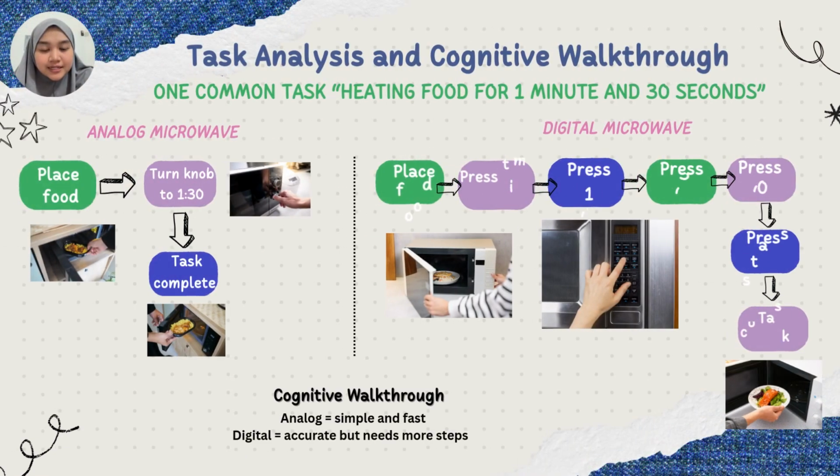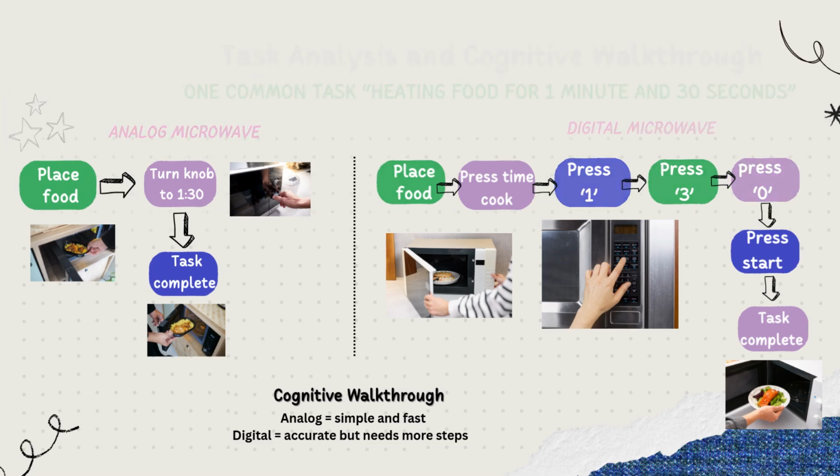This video explains task analysis for heating food for 1 minute 30 seconds using a microwave. I will compare analog and digital interfaces. For the analog microwave, the user places food inside, turns the knob to 1 minute 30 seconds and heating starts. The task is completed when the time ends and it is very straightforward. For the digital microwave, the user places the food, presses the time button, enters 130 and presses start. When heating finishes, the task is completed. To compare, analog is simple and fast, while digital is accurate but needs more steps.